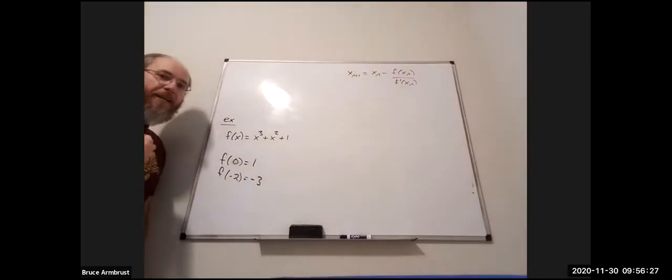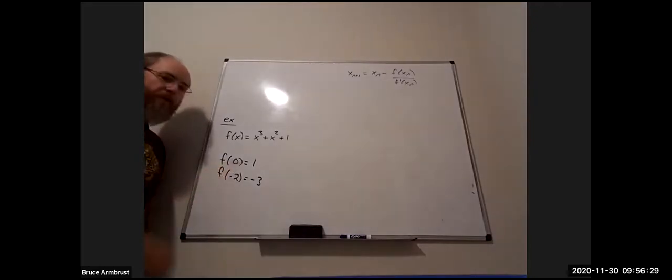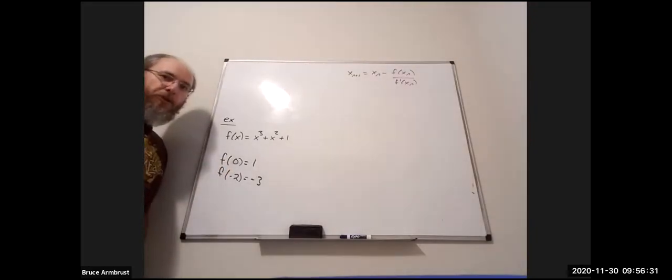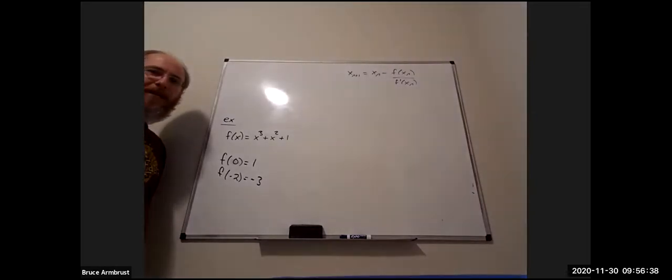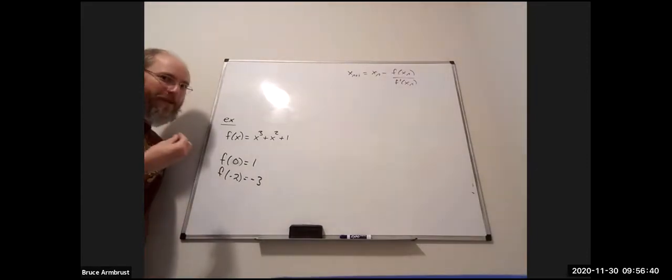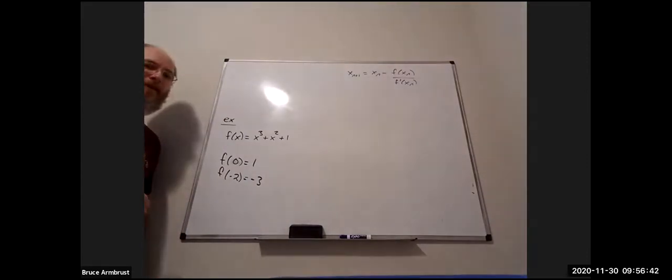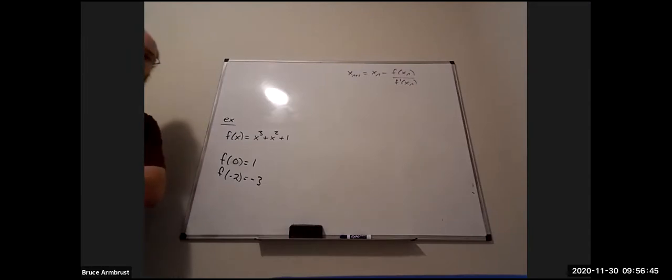So I know that there is a 0 somewhere between 0 and -2. How do I know that? What in calculus tells me I know that? There's a specific theorem we saw once upon a time.